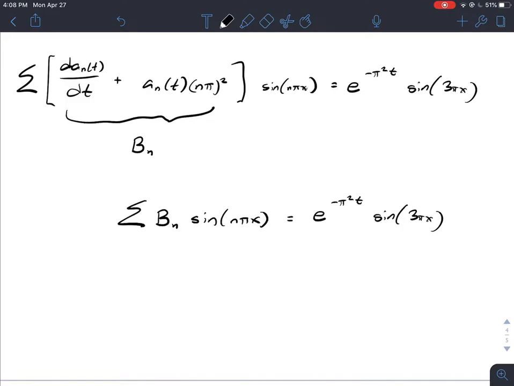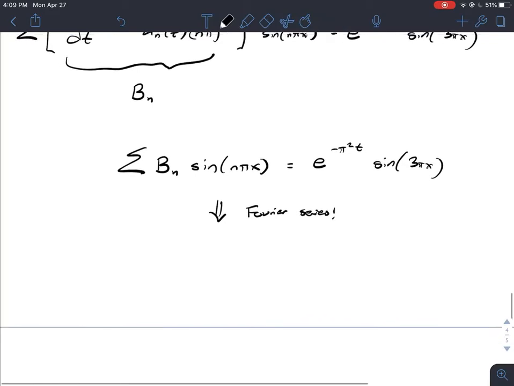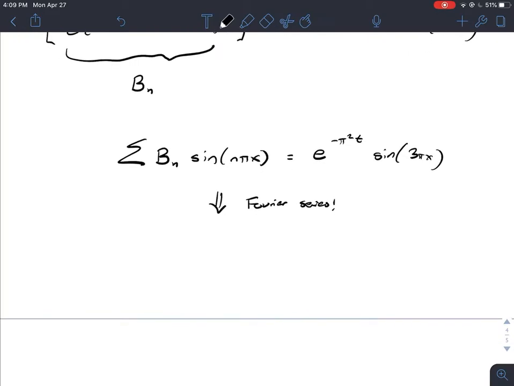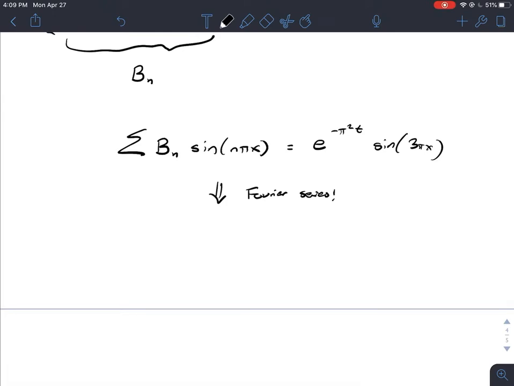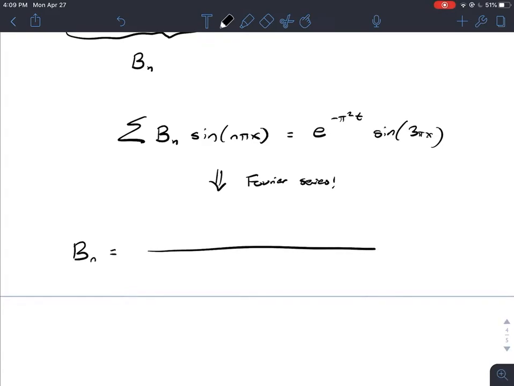This is literally a Fourier series. This is quite literally a Fourier series. And what do we do with Fourier series when we have a non-homogeneous condition? We solve for the coefficient b sub n. In solving for b sub n, all we need to do is apply orthogonality. We multiply both sides by sine m pi x, integrate, and then take the terms that go to 0. So the general solution for this problem is literally this.